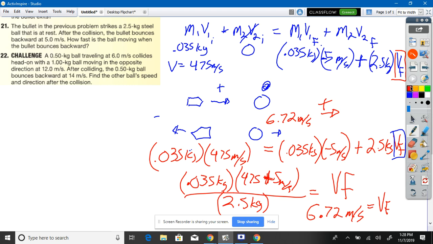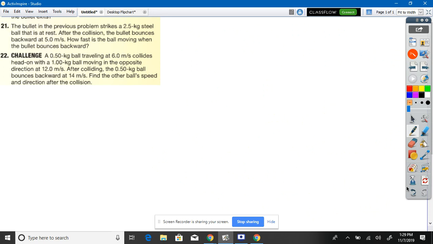Now, these positive and negative numbers are very important in the next challenge problem. We have to pick a positive direction and a negative direction. So let's go to the next one. A 0.5 kilogram ball traveling at 6 collides head on with a 1 kilogram ball moving in the opposite direction. So now we're going to draw our balls. Which way do you want to be positive? Positive to the right, negative to the left.